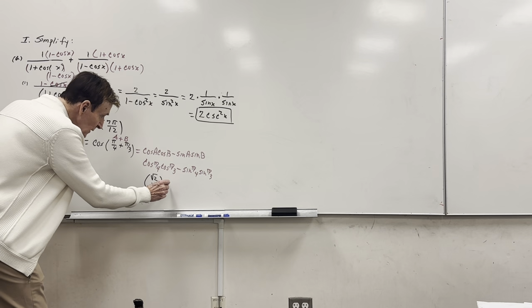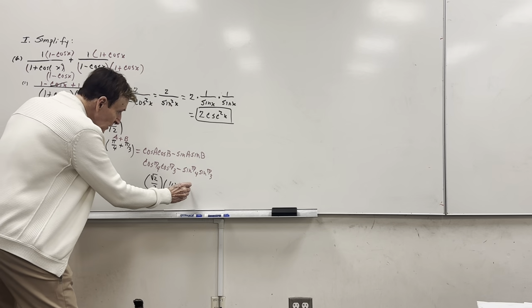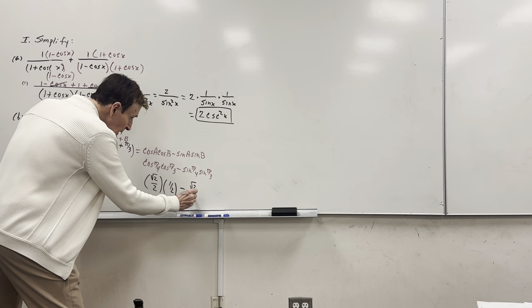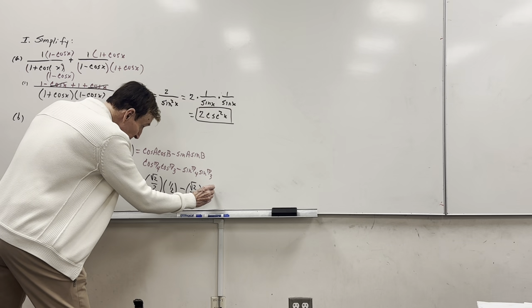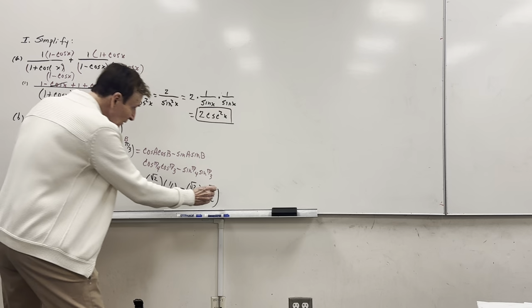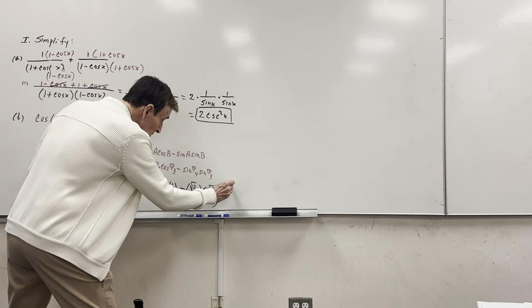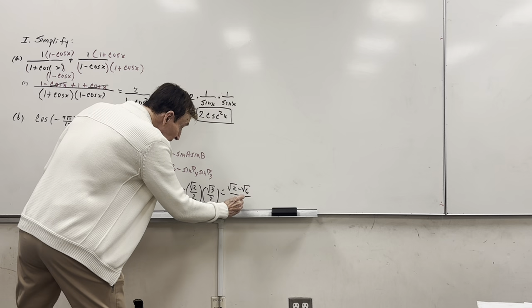1 over 2. Well, it's not radical 3 over 2. I heard that. Sine pi over 4, radical 2 over 2. And sine of pi over 3, is that radical 3 over 2? Yes. And if all that's together, I can write my final answer as radical 2 subtract radical 6, all over 4.